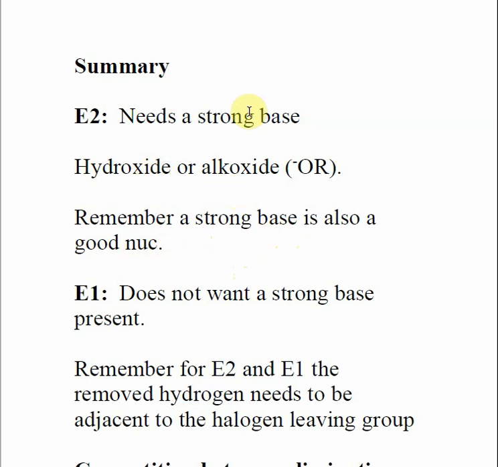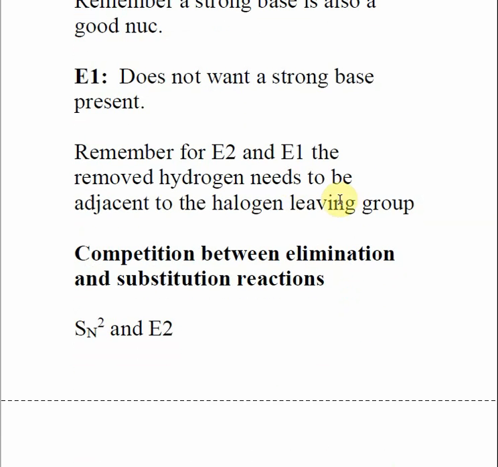In order for an E2 reaction to occur, I need a strong base, like a hydroxide or an alkoxide. E1 does not need a strong base. It can have a weak one. And just like with SN1 reactions, in an E1 reaction, the base sits around and waits for the halogen to pop off and for a carbocation to form. When this happens, the weaker base can come in and remove a hydrogen and form the double bond. One of the things you want to remember, there are idiosyncrasies with these reactions. With both elimination reactions, we need to remove a hydrogen from a carbon adjacent to the halogen leaving group. And that's true for both of them.